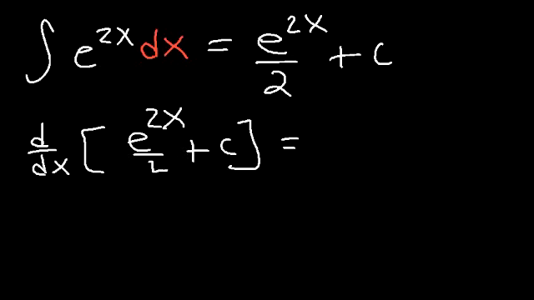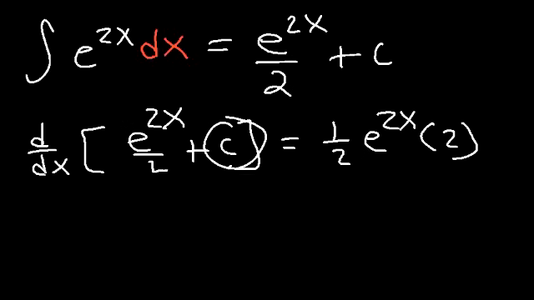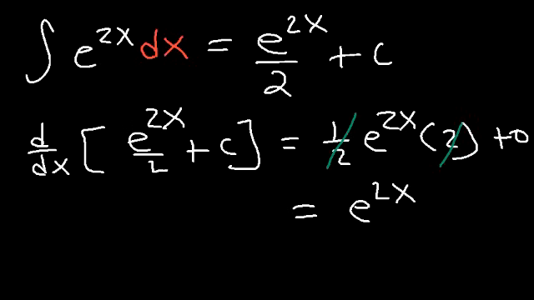So let's move the 1/2 to the front. So we have 1/2, and then the derivative of e to the 2x is e to the 2x times the derivative of 2x, which is 2. The derivative of the constant is 0, so we could ignore that. 1/2 times 2 is 1, so you get the original answer, e to the 2x. So you need to divide it by 2.